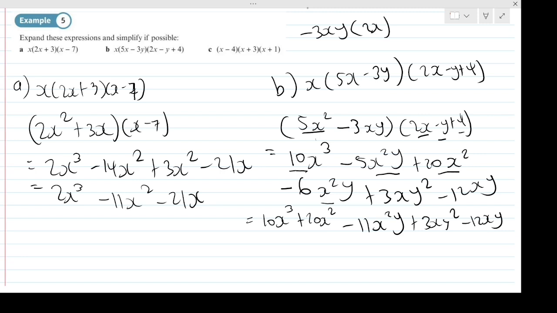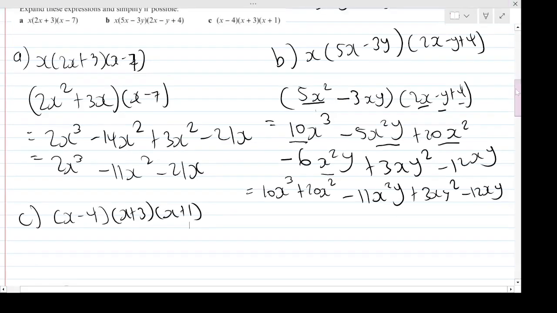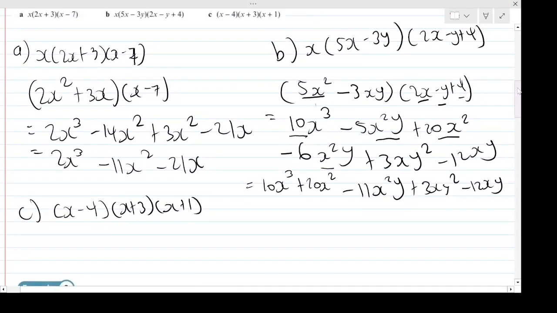Fully simplified. We can't do anything more with this. All the terms are different. So there we are. Okay, cool. And then part C, we have x minus 4, x plus 3, x plus 1. Now, this is actually a GCSE question. However, it's good to practice. And so the strategy again, we focus on the two brackets first by themselves. So let's pick the first two. So firstly, x minus 4 times x plus 3.